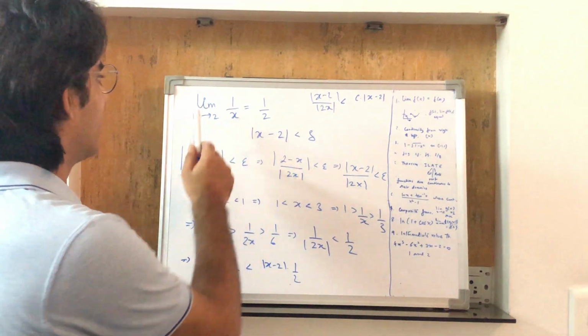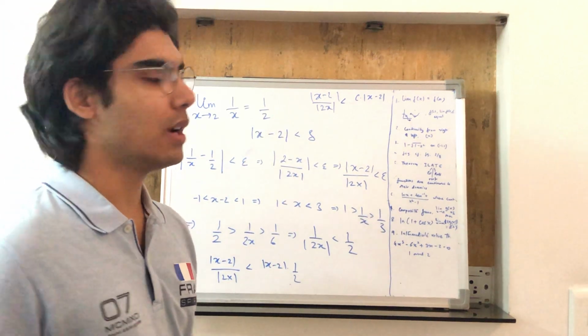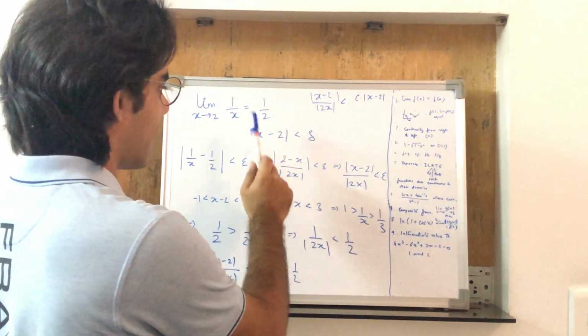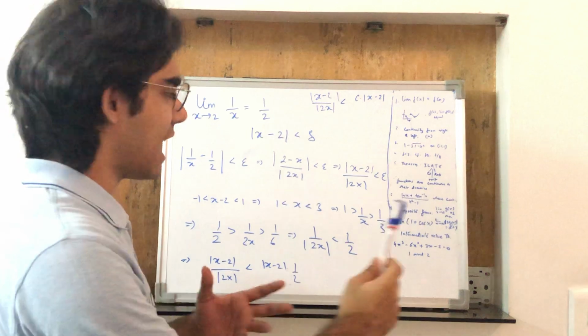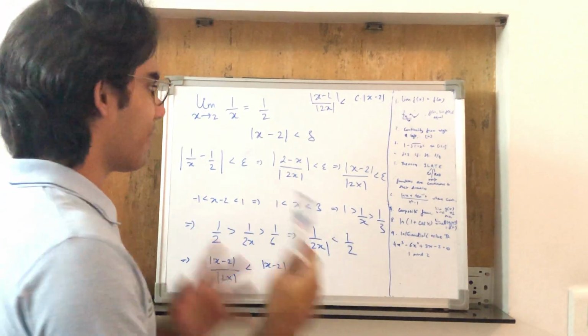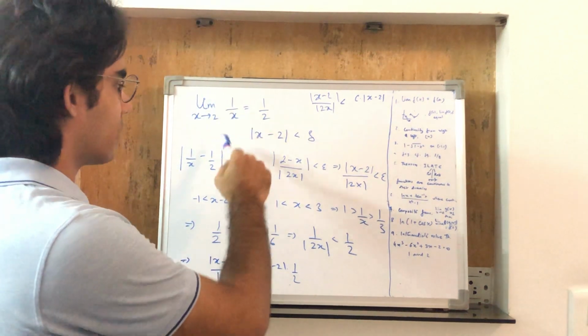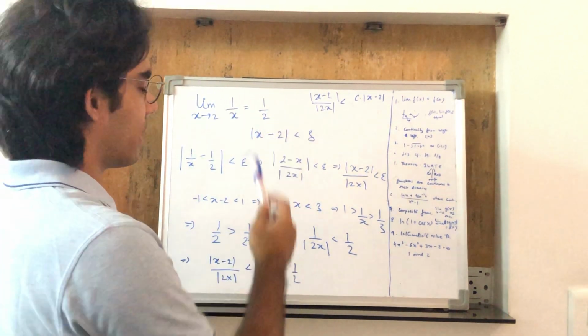Okay. So we have the limit as x tends to 2 of 1 over x is equal to 1/2. This is what we want to prove. How do we proceed? We proceed by saying, the absolute value of x minus a, where a is 2 here, is less than delta. And then we have the absolute value of f of x minus L is less than epsilon. f of x is my function 1 over x. L is my limit, which is 1/2.